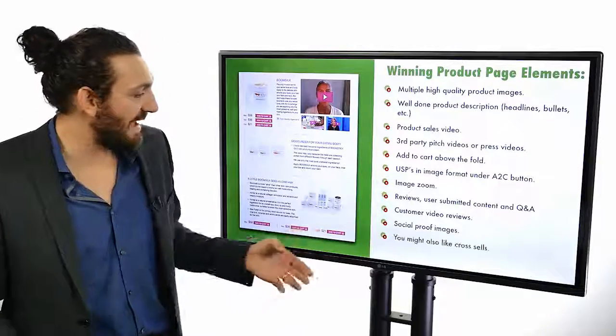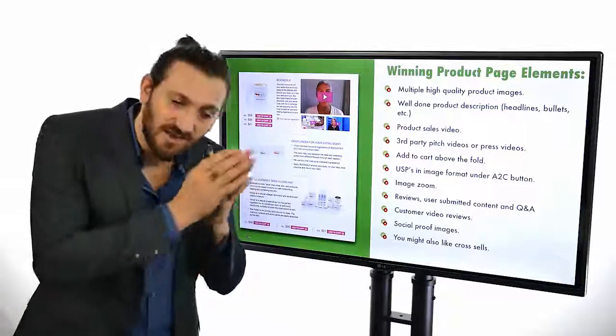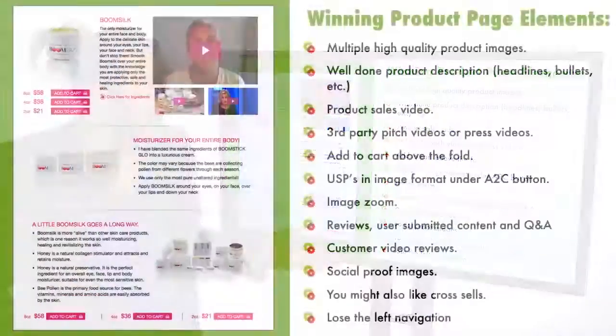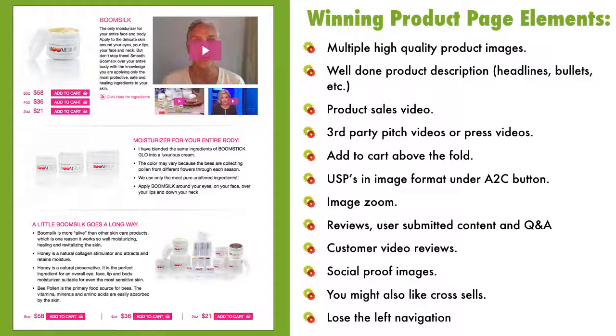Social proof images, if you have those. You might also like cross-sells, where you're showing other products that they might also enjoy engaging with, as well as not having a left navigation. So if you've got a left navigation on your store, on your category page, when you get to the product detail page, lose that. Get rid of it completely.